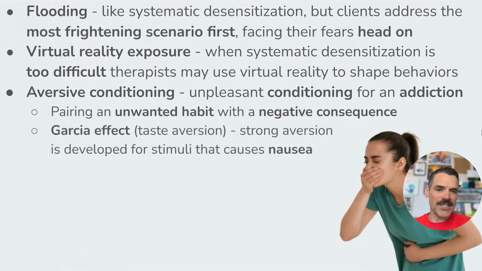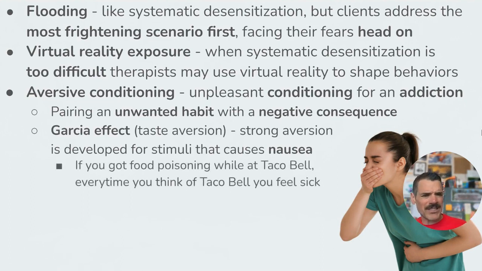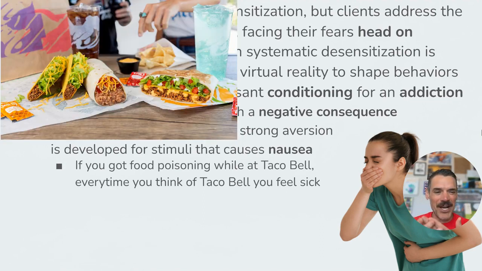This is like the Garcia effect. We've talked about this before. Taste aversion. So having a strong aversion if something causes you to be nauseous. So if you get food poisoning sometime, you maybe not want to go back to that same restaurant. I have Taco Bell up there because I got food poisoning once, but I love Taco Bell. I got over it. I go back.